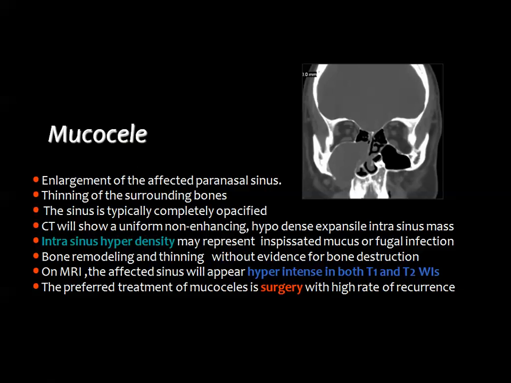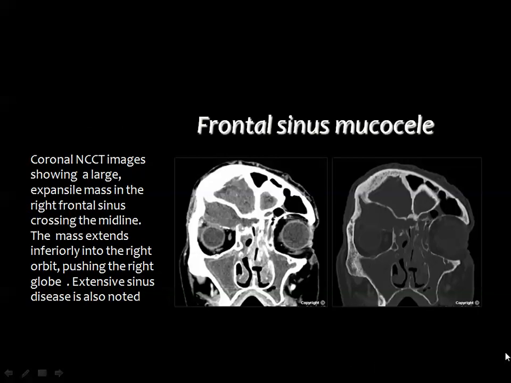On MRI, the mucocele may appear hyperintense in both T1 and T2 due to the high protein content of the retained secretions. The treatment of choice for mucoceles is, of course, surgery. And here you see bilateral maxillary sinusitis and a frontal or frontoethmoidal mucocele. The sinus is expanded and the wall is rarefied. You may also appreciate the marginal enhancement, which is seen also in cases of sinusitis.